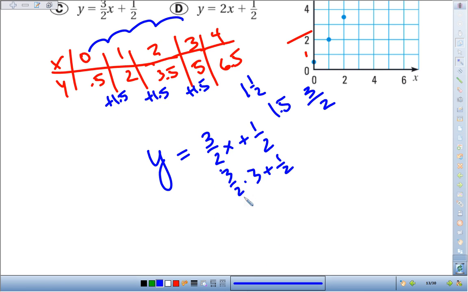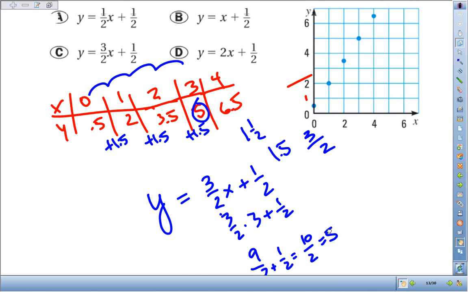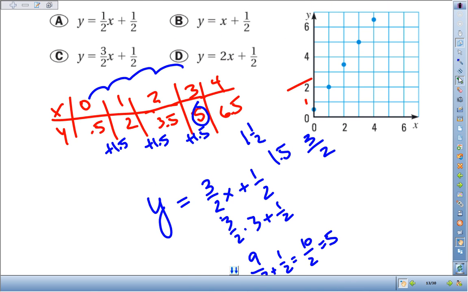Kind of writing diagonal here. 3 halves times 3, well, that would be 9 halves. And if we add a half, we'd have 10 halves, and 10 divided by 2, well, that's 5. And if we check, hey, yeah, when we plug in 3, we should get 5. So we're looking for the equation 3 halves x plus a half, which lands right there at letter C.